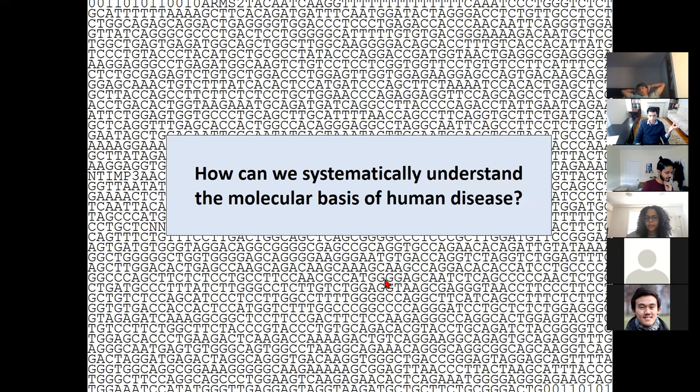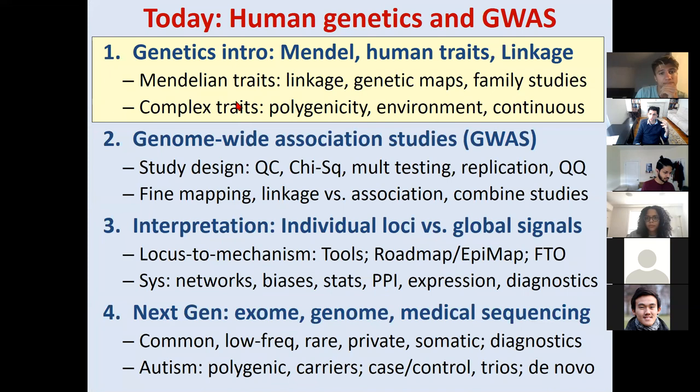So how do we go beyond just genetic variation to phenotypic variation and relate the two to each other? We're going to first talk about Mendelian traits and linkage as the workhorse of Mendelian genetics for building genetic maps and using family studies to map variants. And then we're going to switch to modern genetics, if you wish, with complex traits and extreme polygenicity, contributions by the environment, and continuous variables.